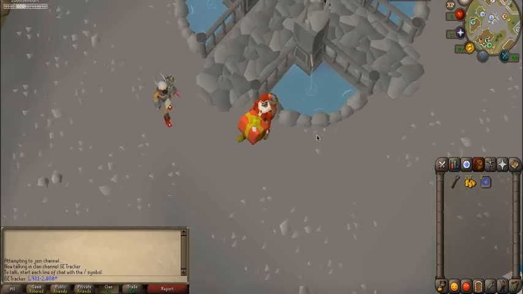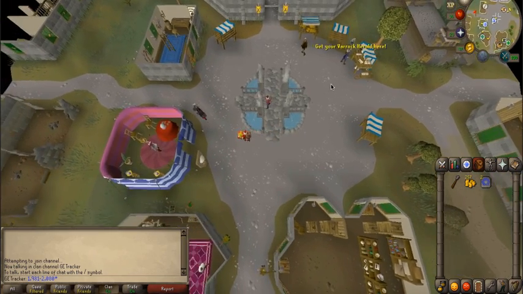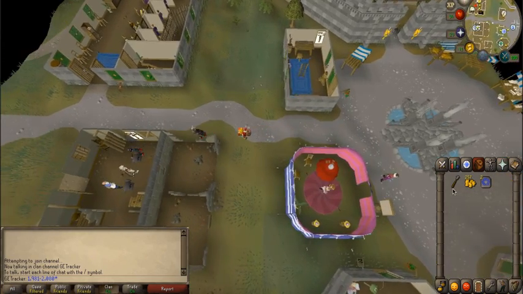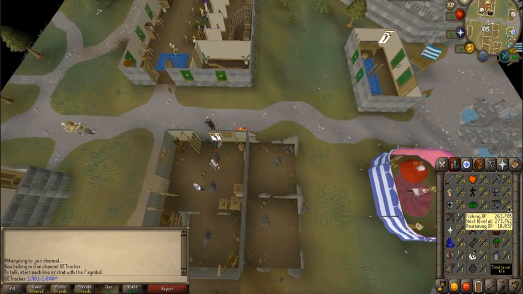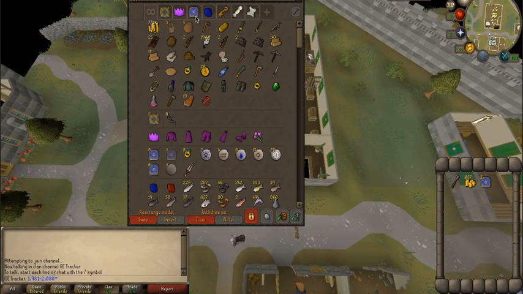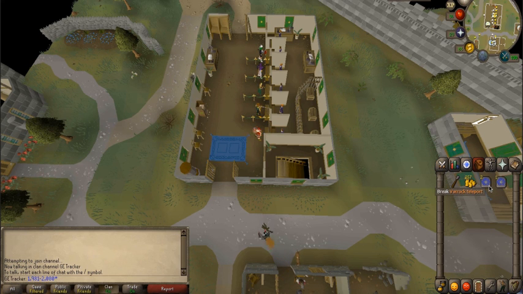But if you wanted to flip at the Grand Exchange and your items weren't flipping as quickly as you wanted to, then I suggest that you do something else. So right now I've been actually fishing. So while waiting for my items to flip, I go and do something else. And then when they are done flipping, I come back and do that whole process all over again.